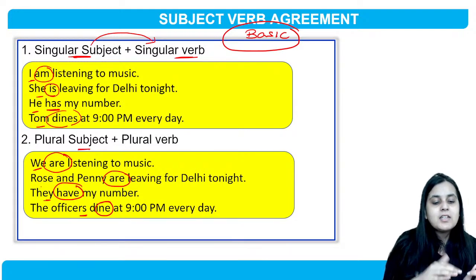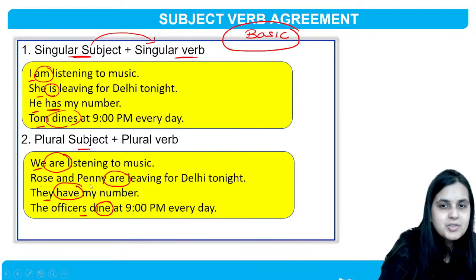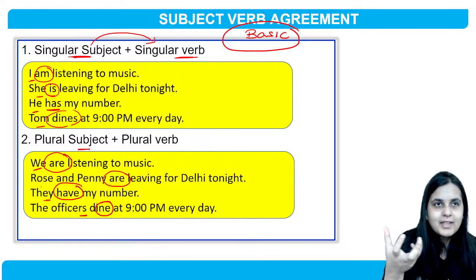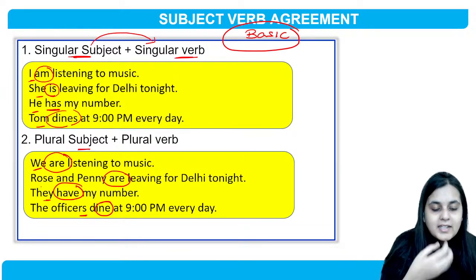Subject आपको पता है, अगर singular है तो आप उस according verb use करो, plural है तो उस according verb use करो. Right. Now subject verb agreement जो chapter है, it basically includes, इसका खुद का कोई stand alone ऐसा chapter नहीं है. It includes rules from nouns class, pronouns class, adjectives class. Dine मतलब खाना खाना.